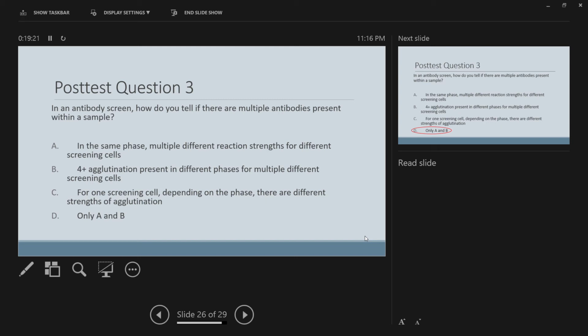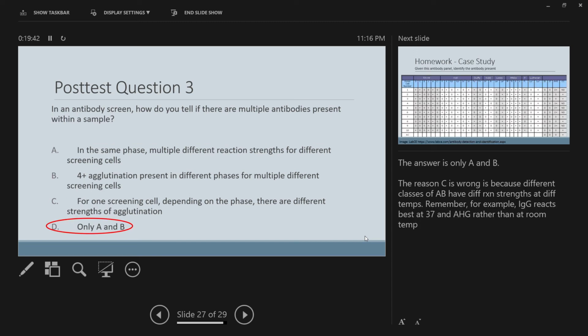A, in the same phase, multiple different reaction strengths for different screening cells. B, 4+ agglutination present in different phases for multiple different screening cells. C, for one screening cell, depending on the phase, there are different strengths of agglutination. Or D, only A and B. The answer is D, only A and B.